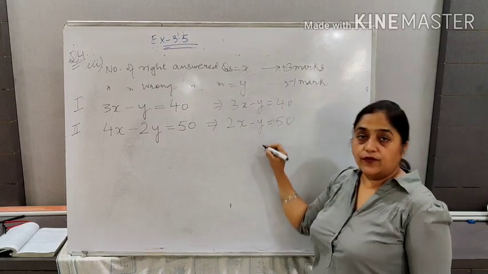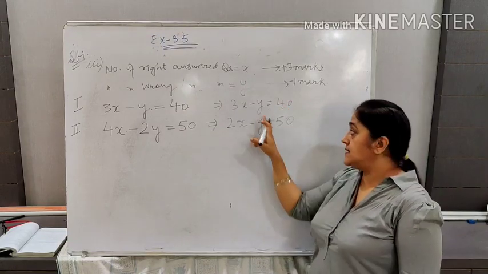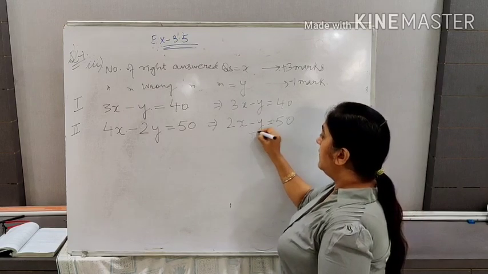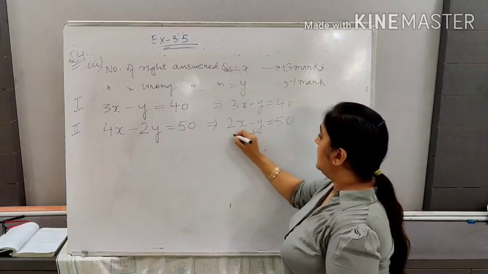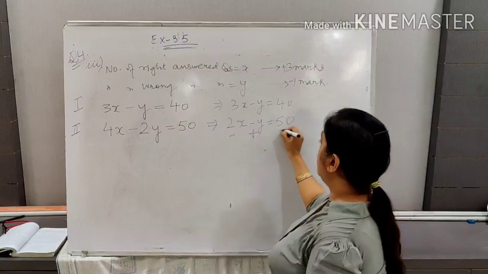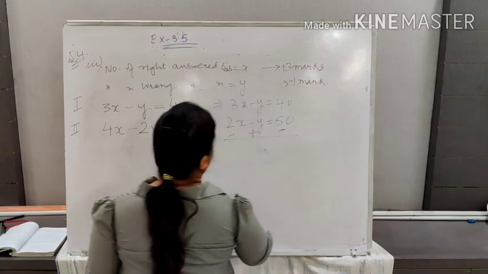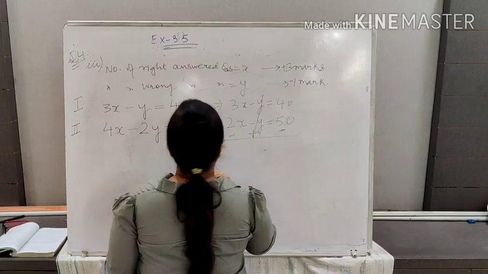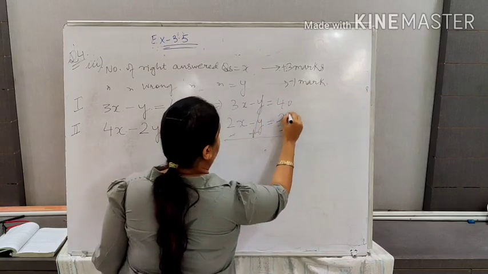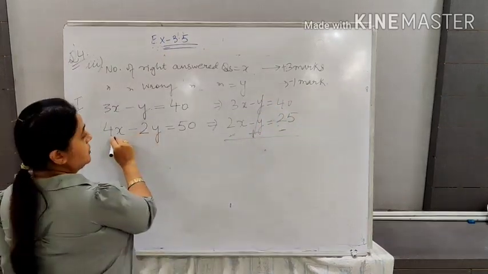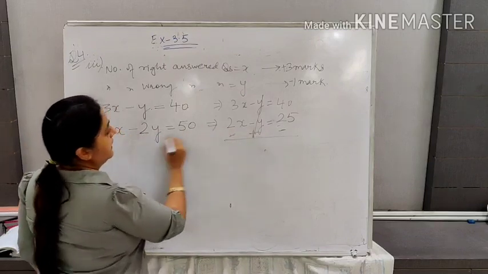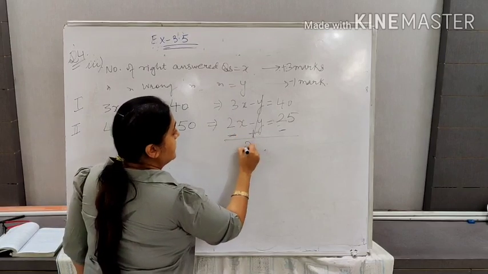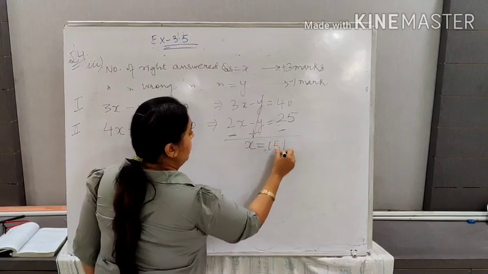Can you see the coefficients of y are the same in these? So simply you can subtract, you will get minus, plus, minus. So this gets cancelled off. Sorry, here it is 25. No? 2 is common, so you will get 2x minus y is equal to 25. So what do you get? It is x is equal to 15.